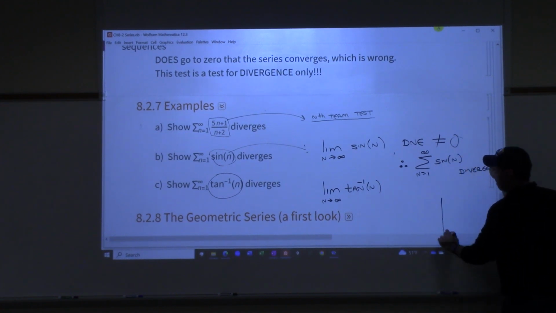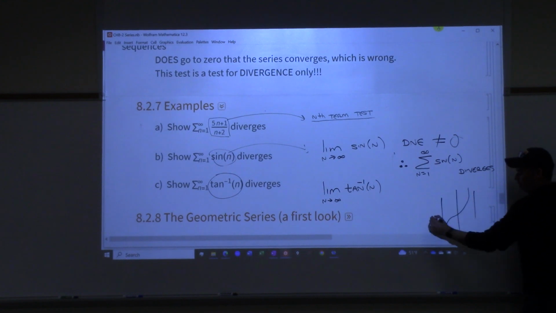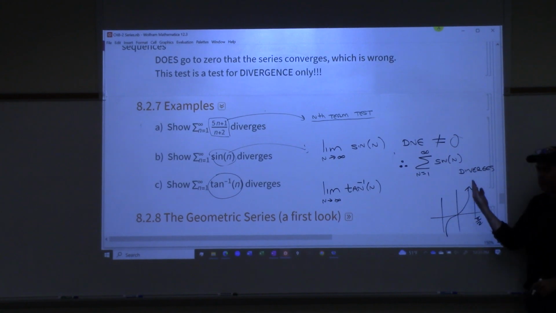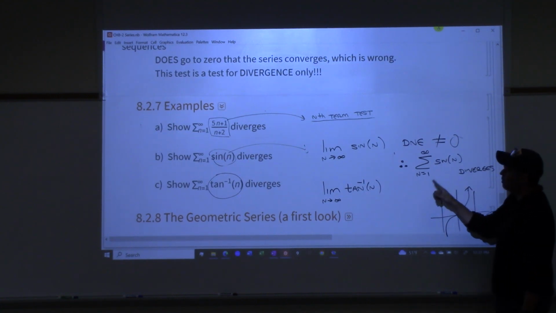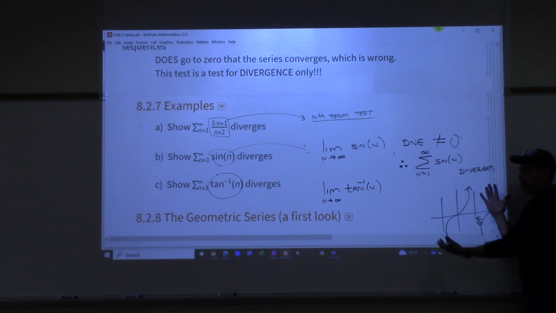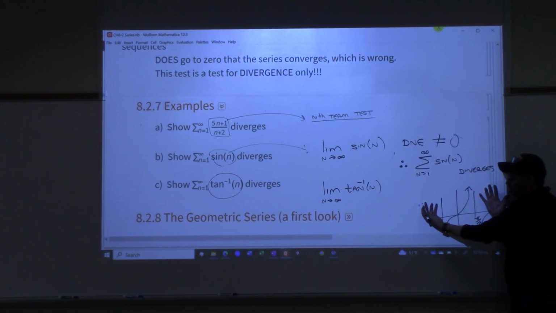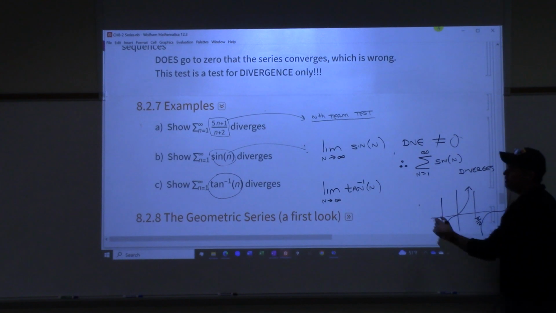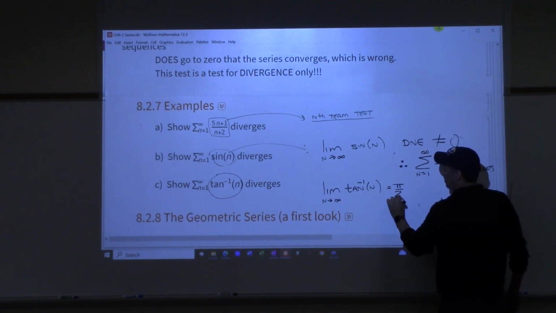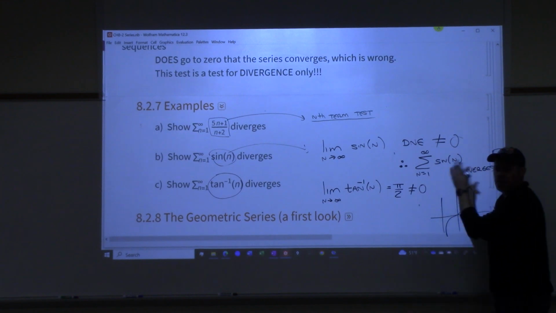Pi over 2. You have to go back to the graph of tangent. It looks like this. Here at pi over 2, it takes off to infinity. So the inverse tangent of infinity would be pi over 2. Why am I not looking at one of these over here? Because remember, tangent is periodic, it keeps on repeating itself. Why am I only looking here? Because I'm looking at the inverse tangent, and the inverse tangent has a restricted domain, between negative pi over 2 and pi over 2. So this goes to pi over 2, which is not equal to 0. Therefore, we get divergence.